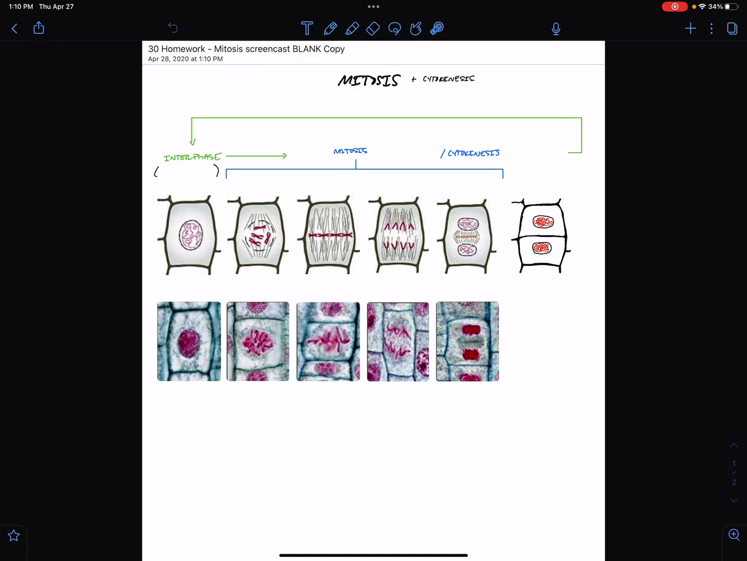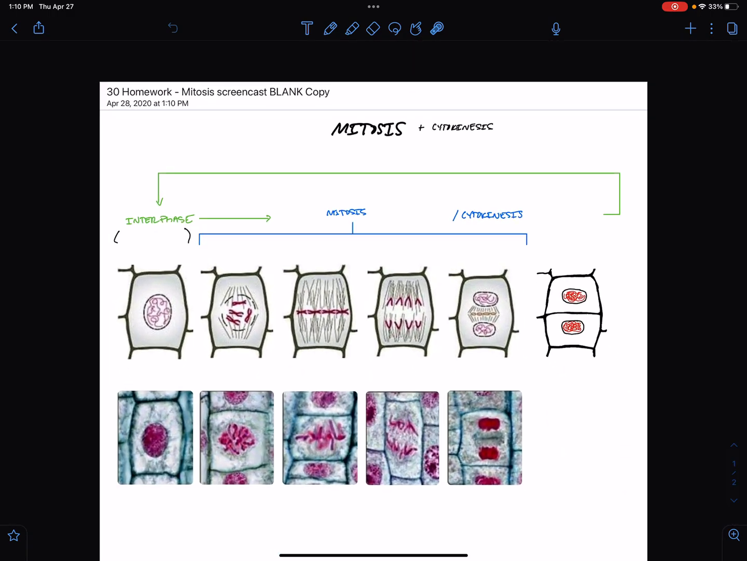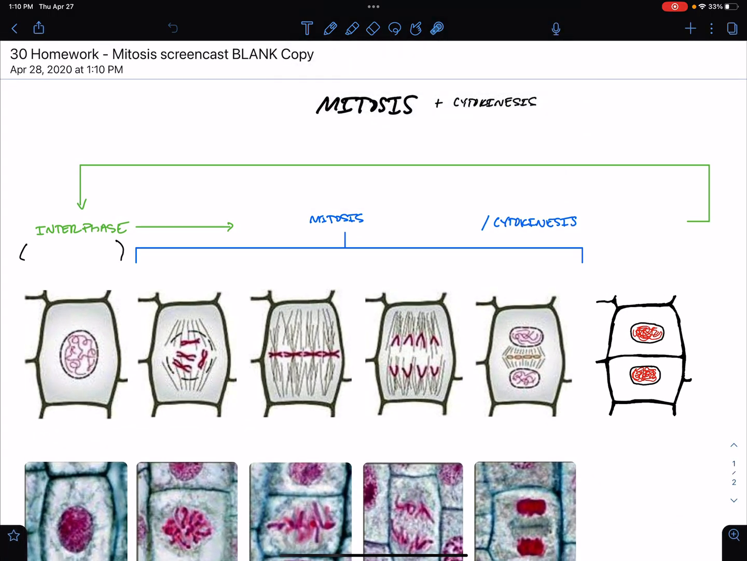This screencast is describing every phase, giving names to the phases, and talking about what's happening to DNA, spindle fibers, the nucleus, and the chromosomes in all of the different steps. So you know from previous night's screencast that interphase takes up most of the cell cycle. So most of the time the cell is doing its living, it's in interphase.